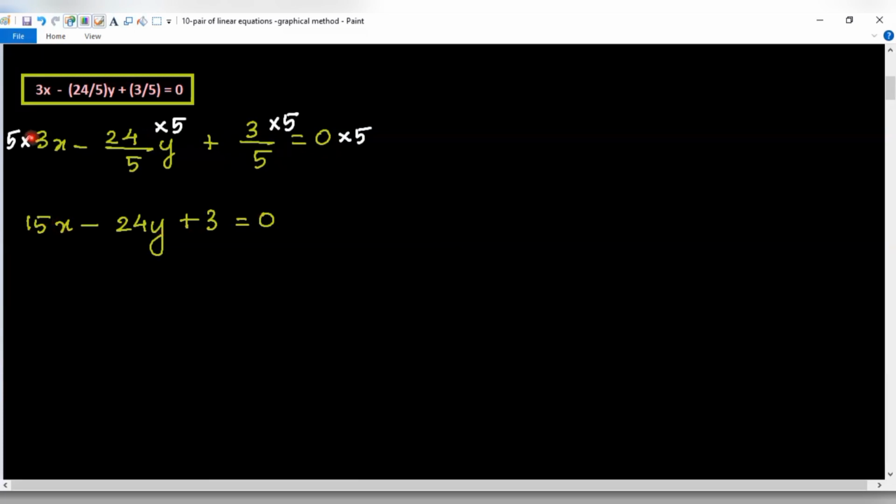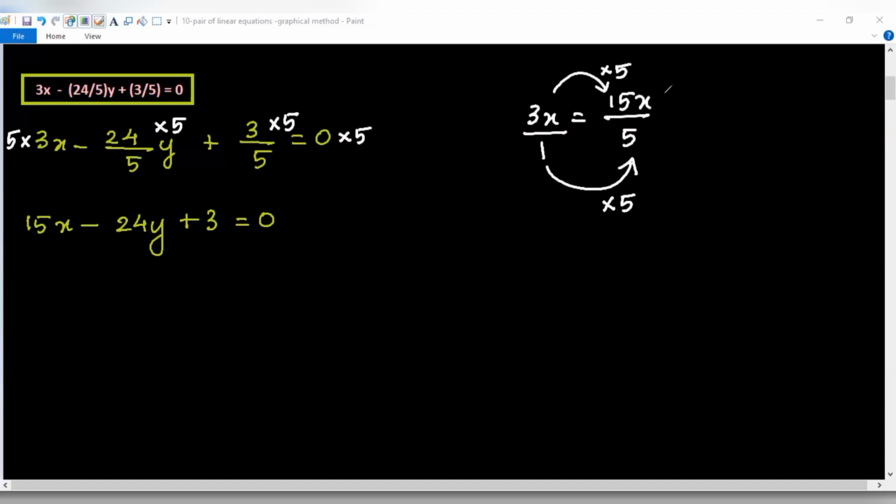See here, or in other words, we can do it like this also. See, 3x, we need the denominator 5. Here actually we have a denominator 1. How will this 1 become 5? We have to multiply with 5. So the same operation we have to do in the numerator part as well. So 3x into 5, that is 15x. Okay, we can do it like that also. Then the equation will become 15x by 5. See, 3x is same as 15x by 5. Here, then minus 24 by 5 y. Then here we have plus 3 by 5 equal to 0.